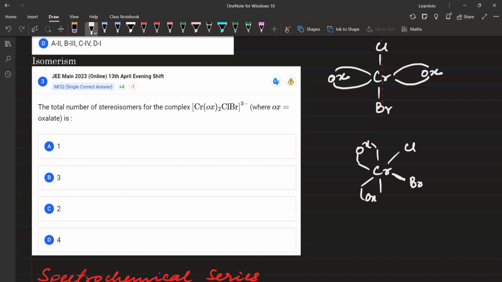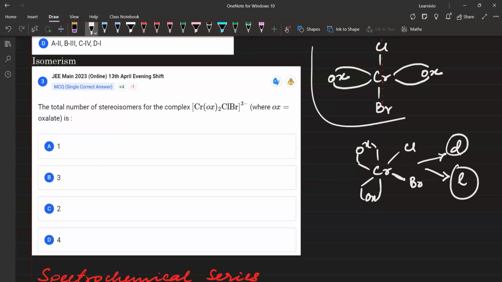OX and OX. Okay, it is like this. Now this is not symmetrical, because if I have a plane of symmetry like this, and on that side I'm getting chlorine, this side I'm getting bromine. So it is obviously not symmetrical, and this will have one D form as well as the L form. इसके enantiomers हो गए. So एक D वाला हो गया, एक L वाला, D और L वाला हो गया, and then you have this one isomer.